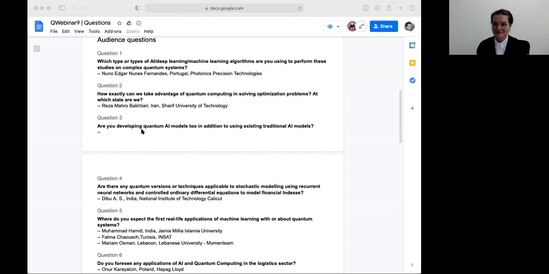Okay, thank you. Maybe I will skip to the next one, the fourth one. Are there any quantum versions or techniques that would be available for stochastic modeling? So essentially, you only mentioned optimization.